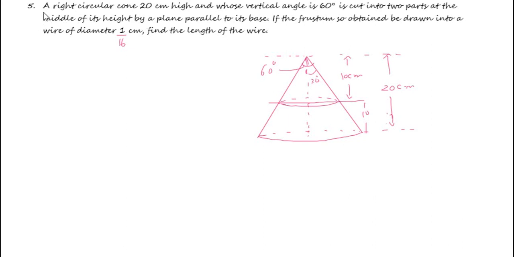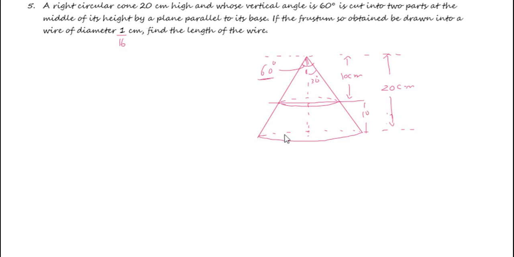Fifth and the last problem. A right circular cone 20 centimeter high, this height is 20 centimeter, and whose vertical angle is 60 degree, this entire angle is 60 degree, is cut into two parts at the middle of its height. So this is the middle, this side is 10 centimeter high, this is another 10 centimeters, by a plane parallel to its base. If the frustum so obtained is drawn into a wire of diameter 1 by 16 centimeters, that is the diameter of the wire, find the length of the wire.